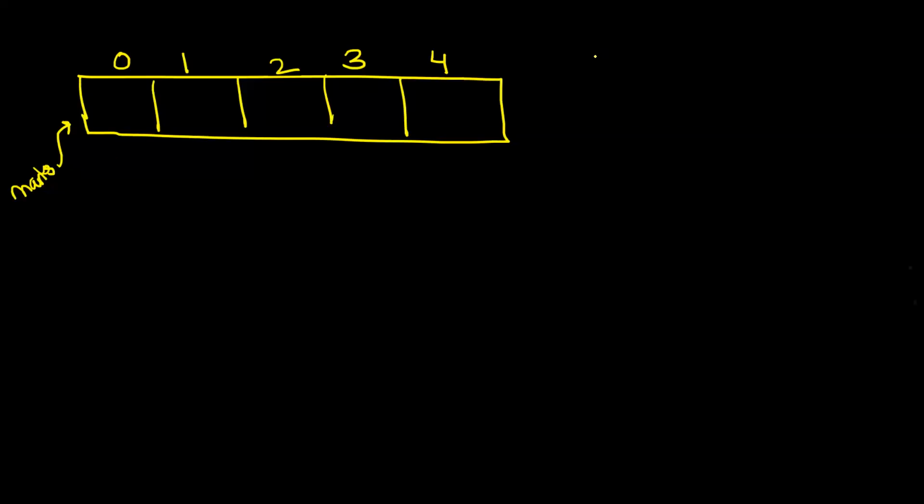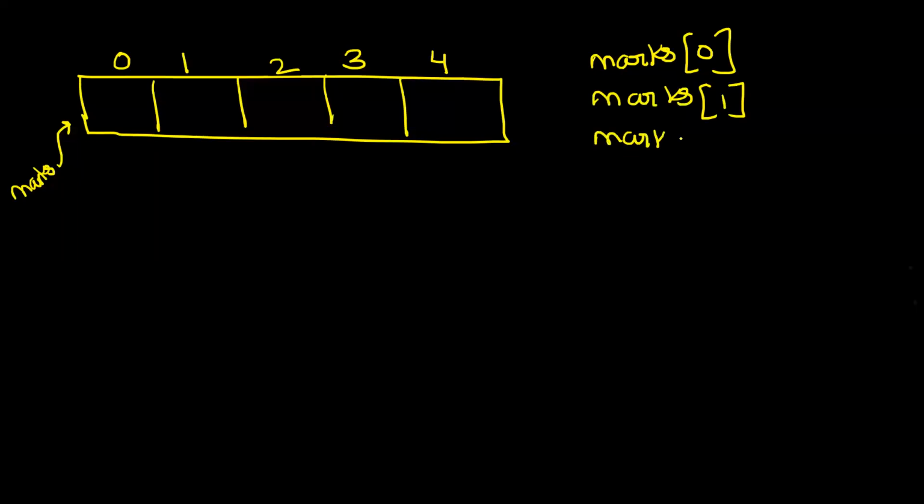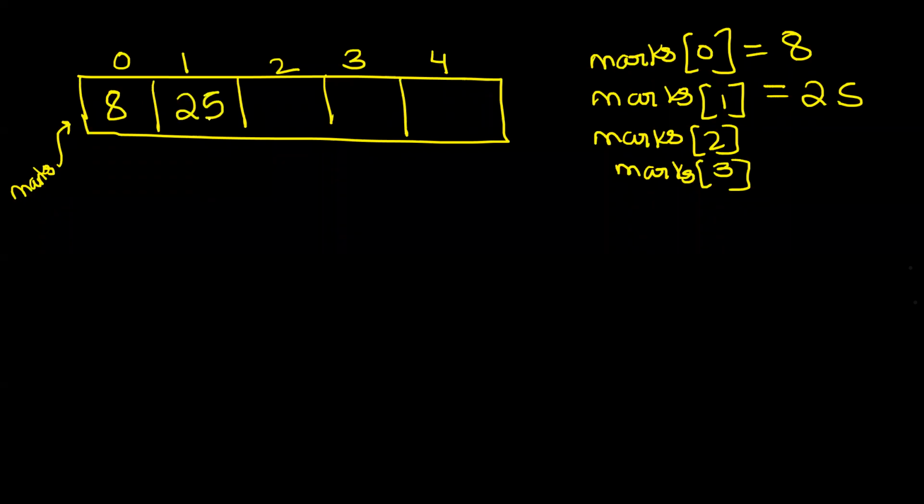So now think of it. Marks of 0, think of it like this is one variable. Marks of 1 is another variable. Marks of 2 is another variable. Marks of 3 is another variable. And inside all these variables, you can store some particular data. So marks of 0 refers to this location. If I do marks of 0 equal to 8, that means the marks of the 0th student or the first student is 8. Marks of 1 equal to 25 means the marks of the second student is 25. Marks of 2 is equal to 100, that means the third student had a marks of 100.